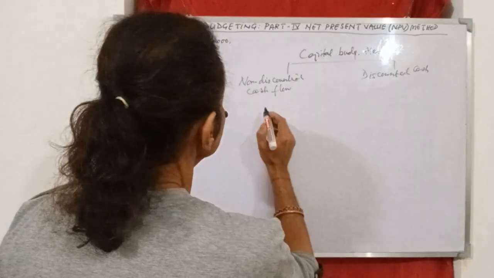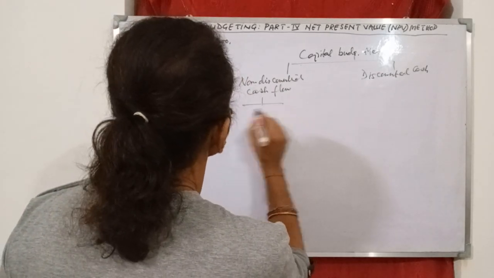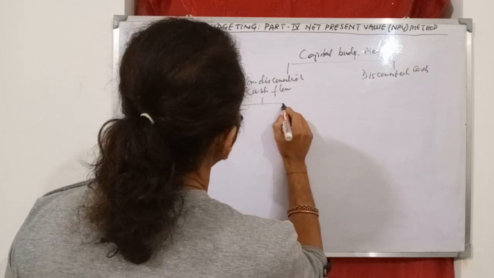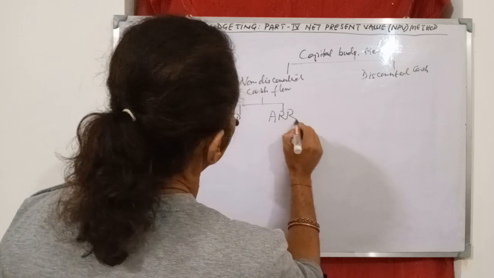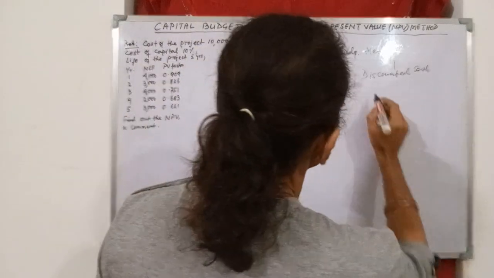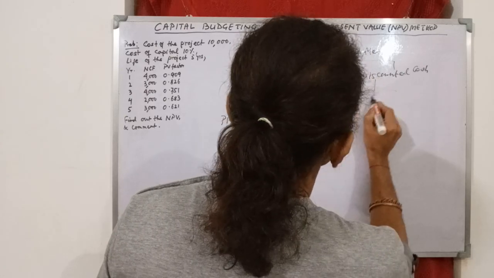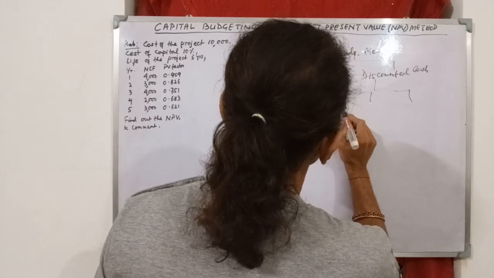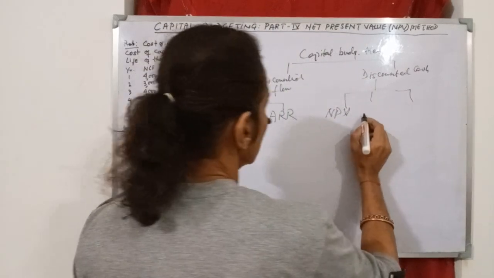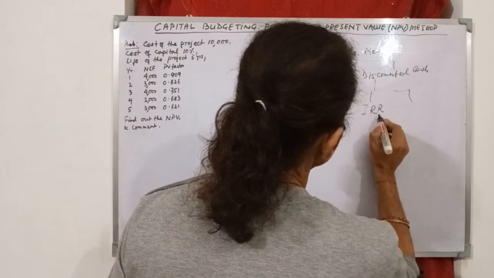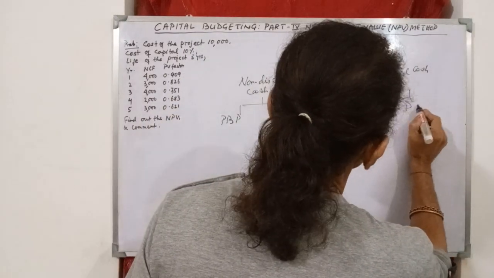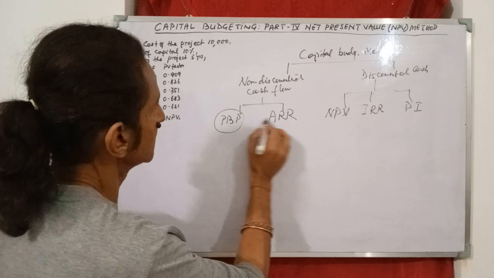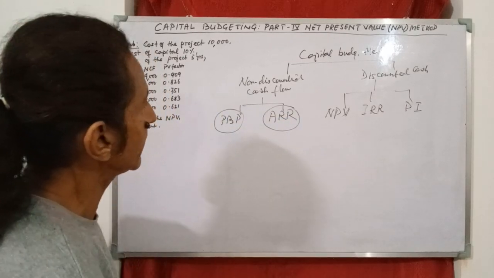Under non-discounted cash flow method, we have PBP, that is payback period, and ARR, that is accounting rate of return. And under discounted cash flow method, we have three techniques. One is NPV or net present value method. The second one is IRR, that is internal rate of return, and the third one is PI, profitability index. So these two I have already discussed in my earlier videos, PBP and ARR.